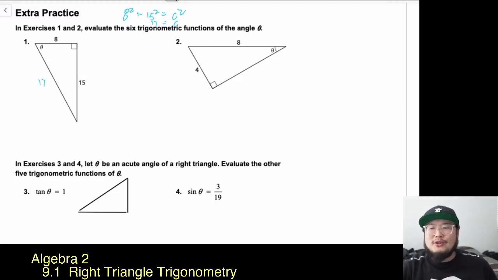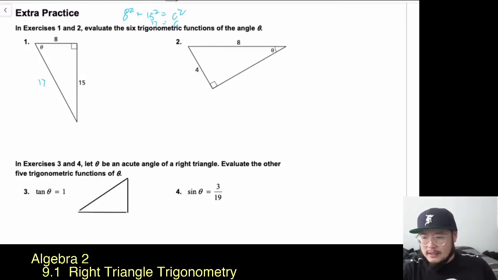Bonus points and kudos to you if you remember that this is a Pythagorean triple, 8, 15, 17. That's one of those Pythagorean triples, just like 3, 4, 5 and 5, 12, 13. You should have those memorized. If not, you should go back and look up Pythagorean triples. So now we have the 3 sides.